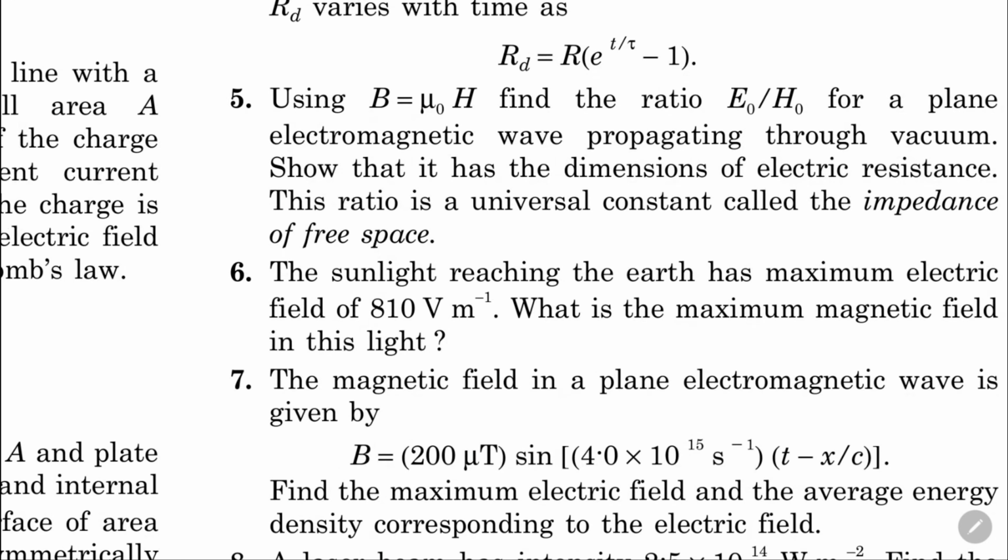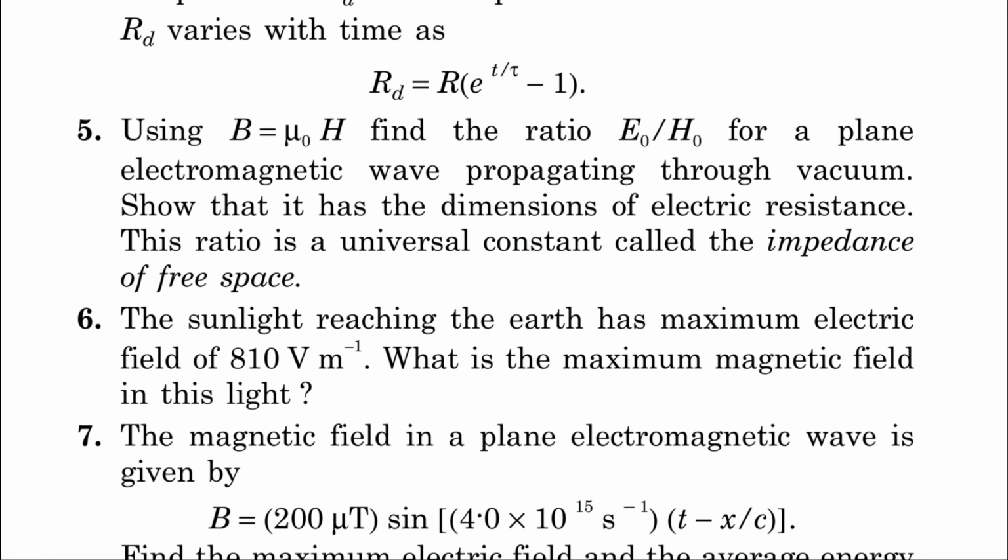In question 5, using B equal to mu naught H, we need to find the ratio E naught over H naught for a plane electromagnetic wave propagating through vacuum. Also show that it has the dimension of electric resistance. This ratio is a universal constant called the impedance of free space.